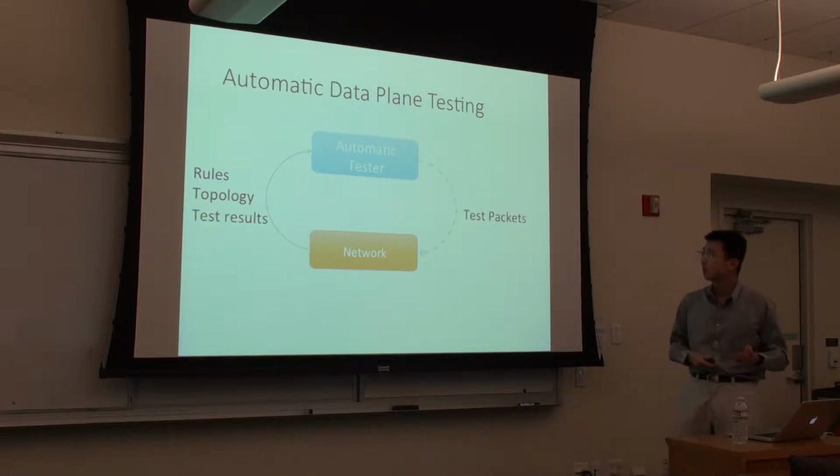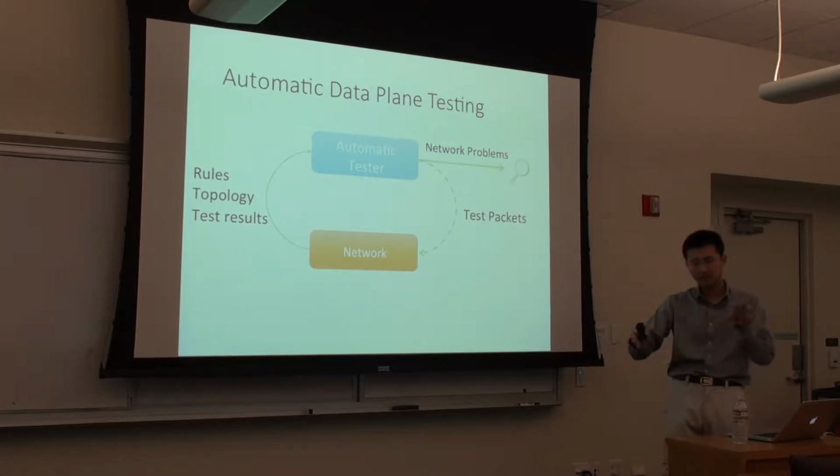But in other cases, automatic testers may choose to send more test packets based on the information they collect from the data plane. And then these test packets will exercise the network, and the automatic tester will collect the result. And either way, we want the automatic testers to output specific network problems. For example, there's a congestion between point A and point B.